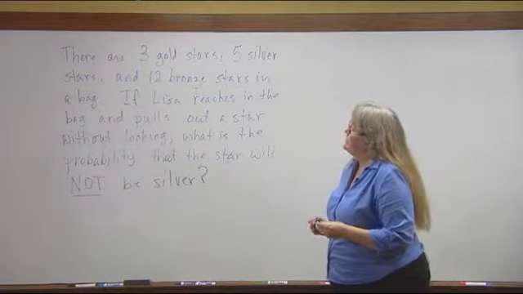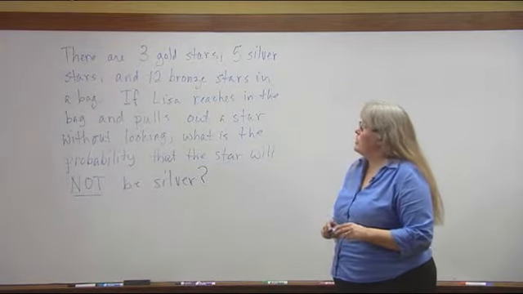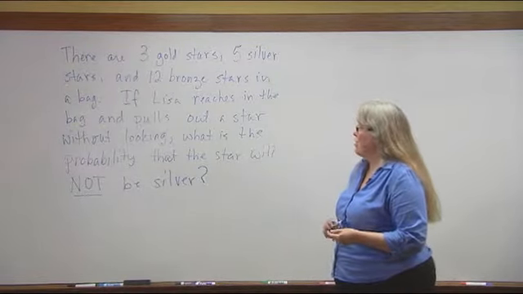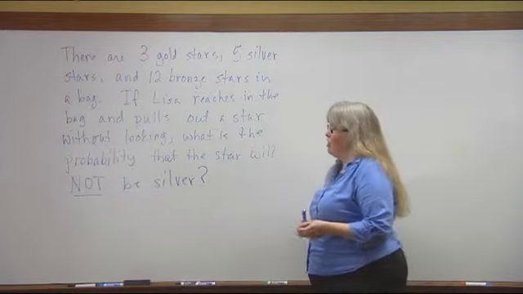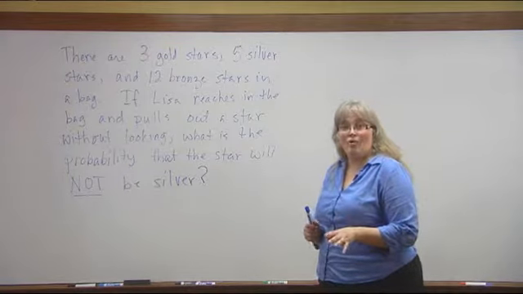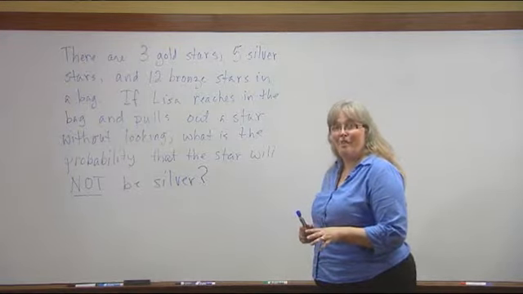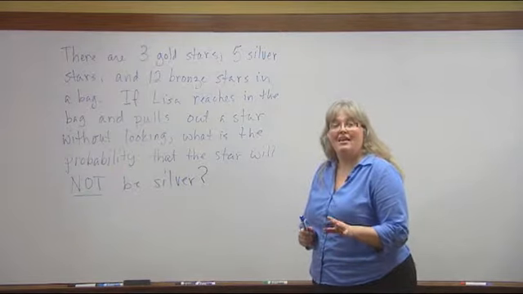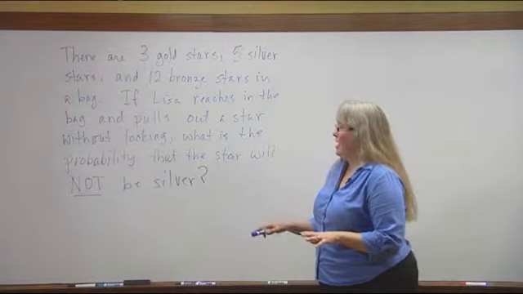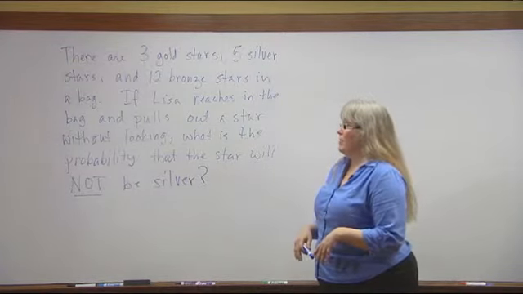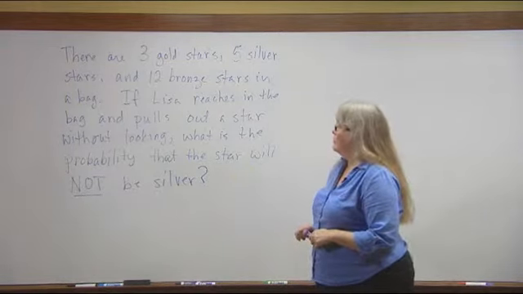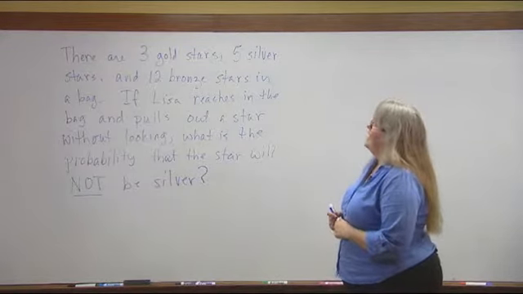This next problem reads, there are 3 gold stars, 5 silver stars, and 12 bronze stars in a bag. If Lisa reaches in the bag and pulls out a star without looking, what is the probability that the star will not be silver? So this is a little bit different type of problem than we've had before, because we're asking about the probability that something doesn't happen. Now there's 2 ways of looking at this problem. We can turn it around and say, okay, so what's the probability that it will be bronze or gold? That's one way of thinking about it. So let's do that first.